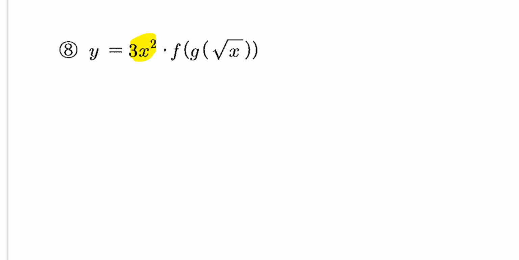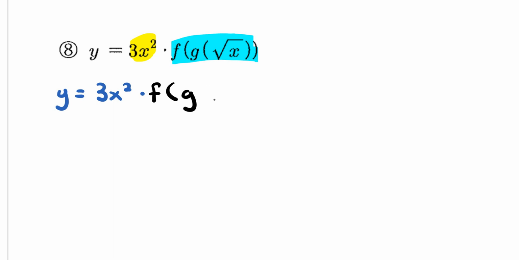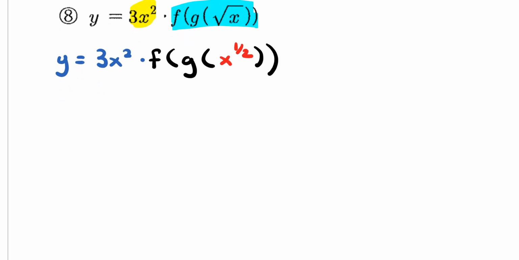So I have this, and I'm also multiplying by all of that. All right, so this is going to be a bit of a tough one here. So let me rewrite this as y equals 3x squared multiplied by f of g of x to the power of 1/2, and then I close that bracket, and then I close that bracket. All right, so now we're ready to take the derivative here.